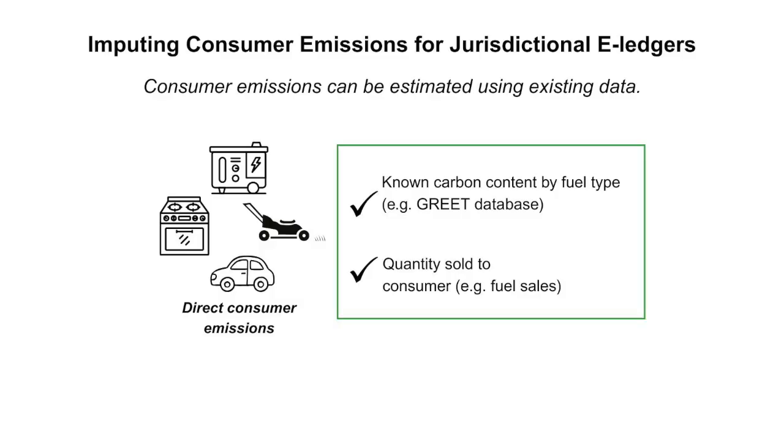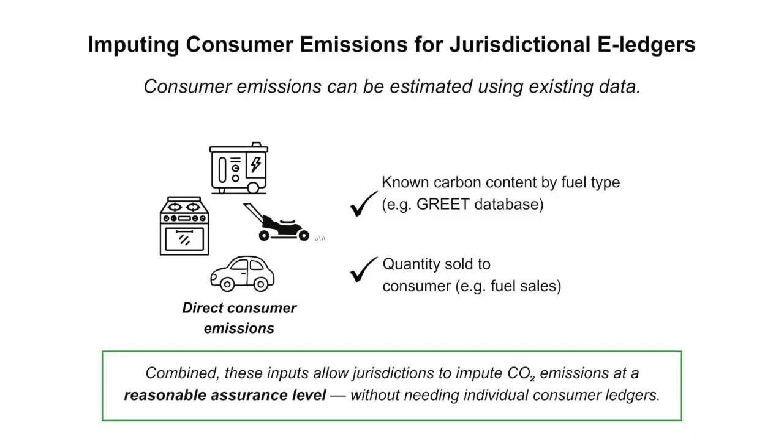The advantage of that, of course, is that if you know the carbon content of the fuel type, which, by the way, we already know from databases like GREET, and you know the quantity of the fossil fuel sold to the consumer, then you can, at the reasonable assurance level, impute the emissions from consumer use in any given period for the purposes of the jurisdictional ledger. So it turns out that jurisdictional consumption ledgers for emissions in a particular jurisdiction are quite simple to calculate at the reasonable assurance level in this setting.